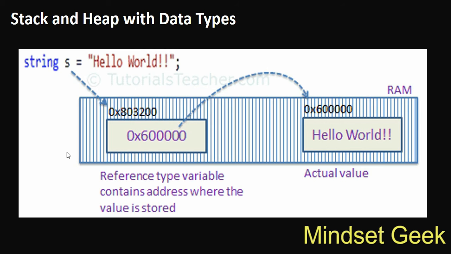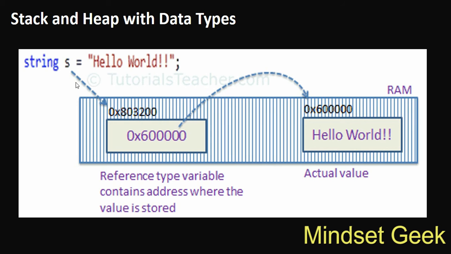Think about this as your RAM. This is RAM memory, and we create a variable called s. That means s reserves a memory location from your RAM. This is 0x803200, the memory address. This memory location address is this one.